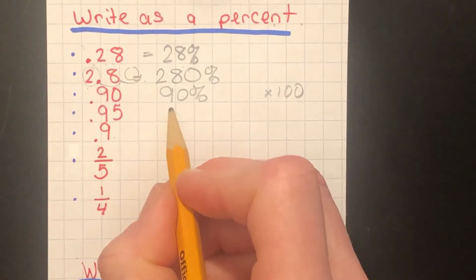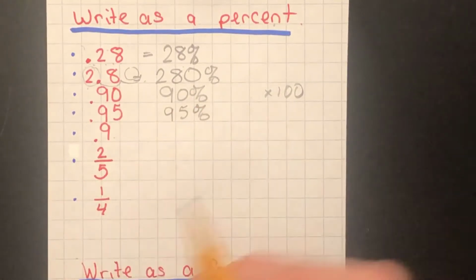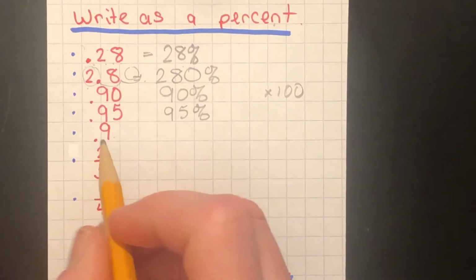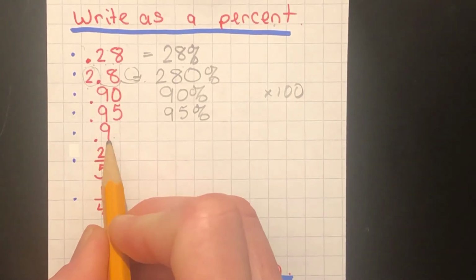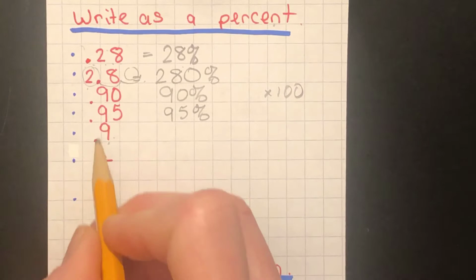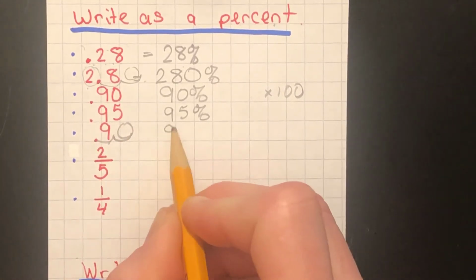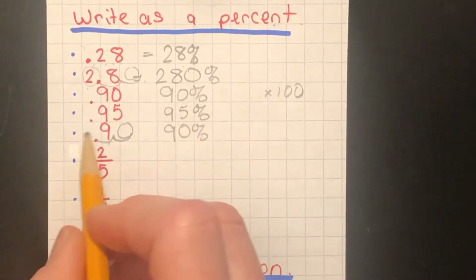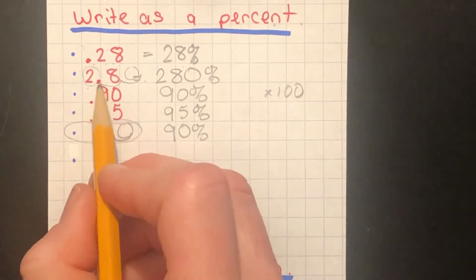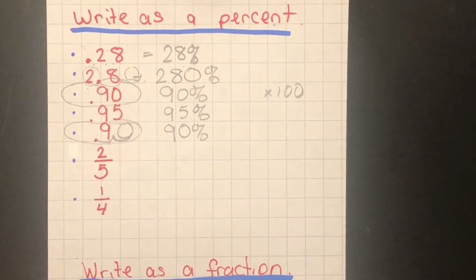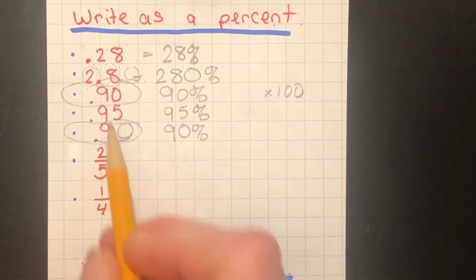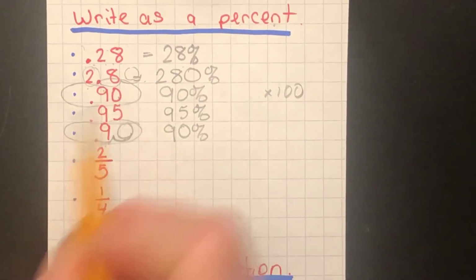95 hundredths is 95%. Now look at this one, 0.9. That is not 9%. If you move the decimal 2 places, 1, 2, it's 90%. The value of 0.9 and the value of 0.90 are exactly the same. They're both 9/10 and 0 hundredths.